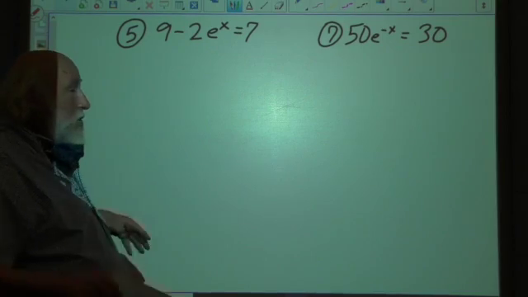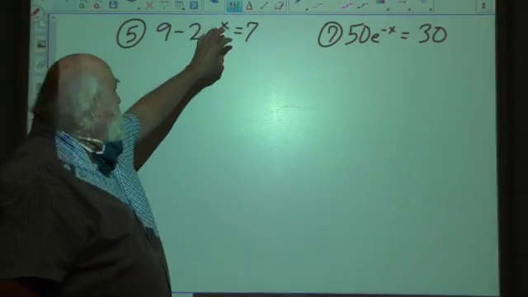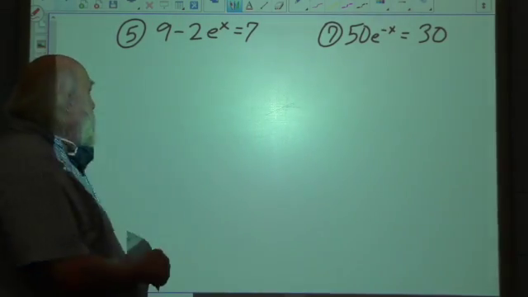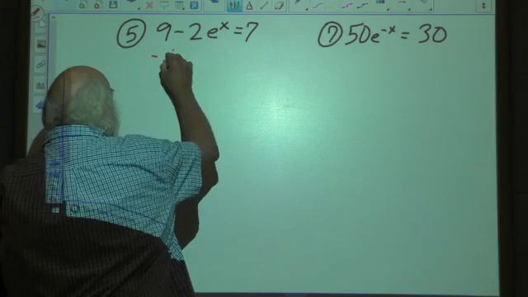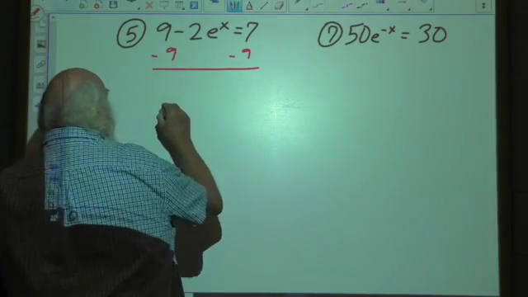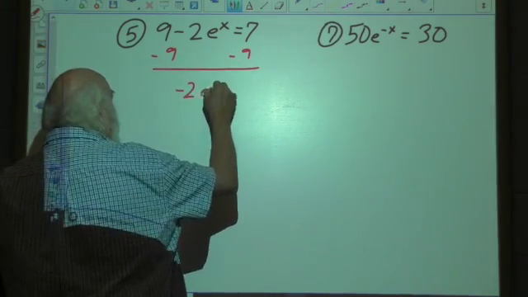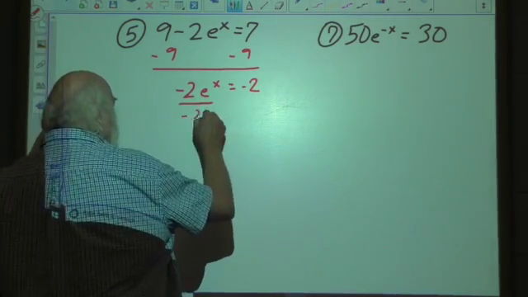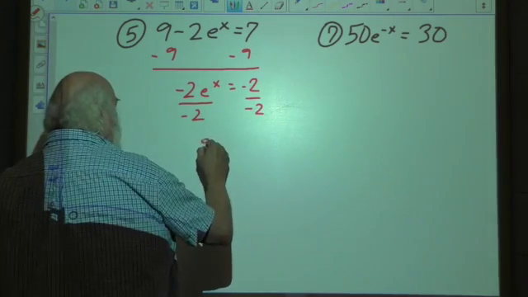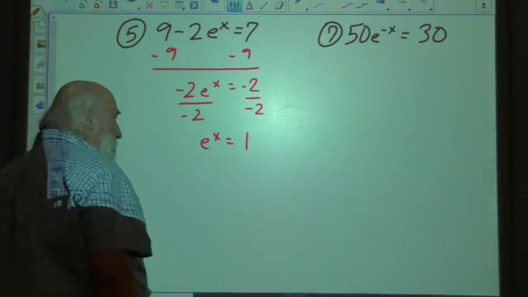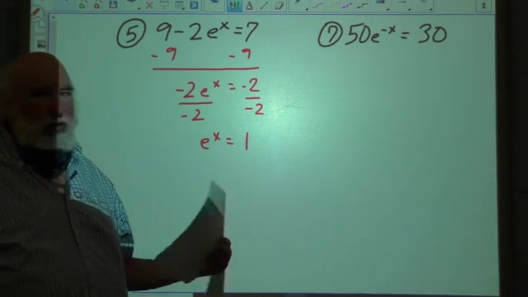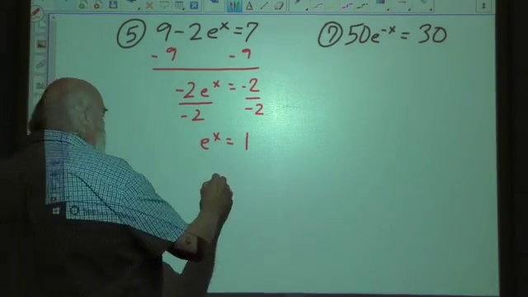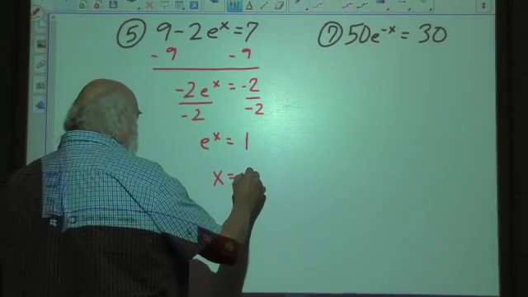Number 5. Okay, this is an algebra problem. We treat this like just one big hunk of e to the x, and then we deal with that part when we get everything else cleared away from it. So we subtract 9, and we get negative 2e to the x equals negative 2. And we divide both sides by negative 2. And e to the x equals 1. And remember, anything to the 0 power is 1, but if you're not sure about that, you can figure that out with your calculator. But x is indeed going to be equal to 0.